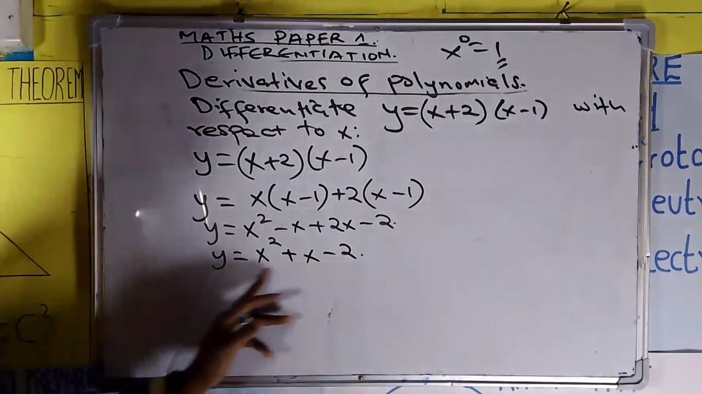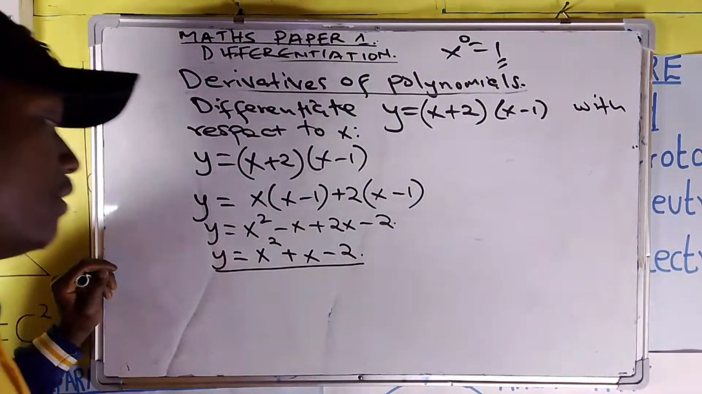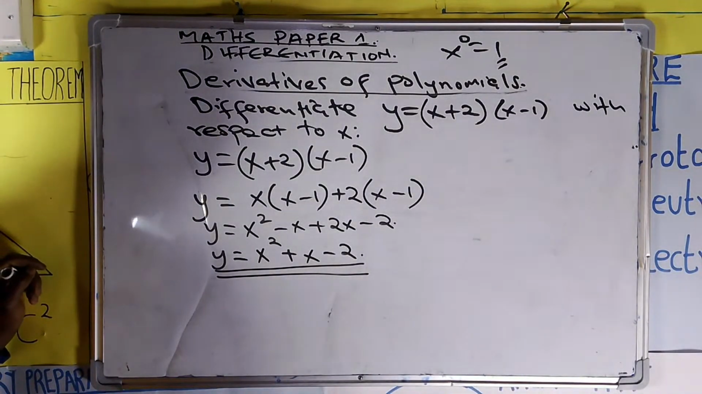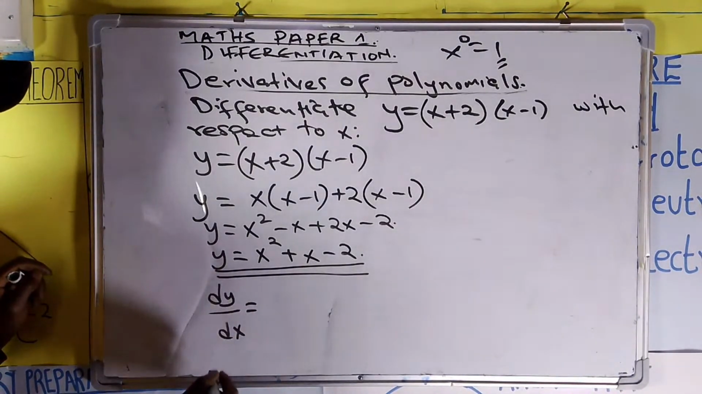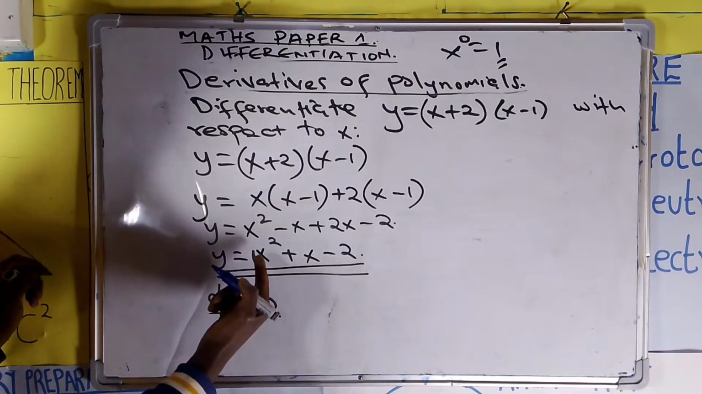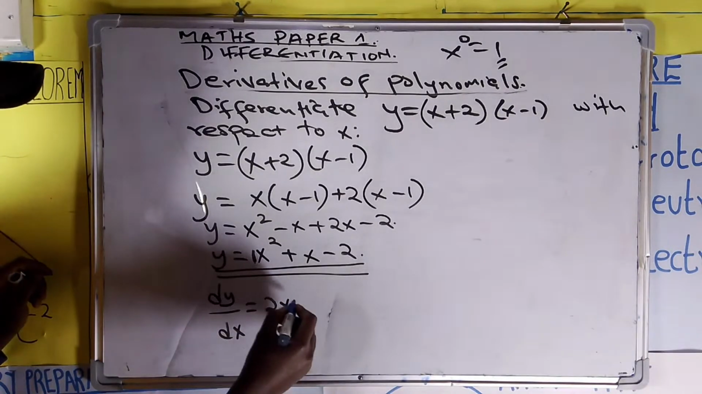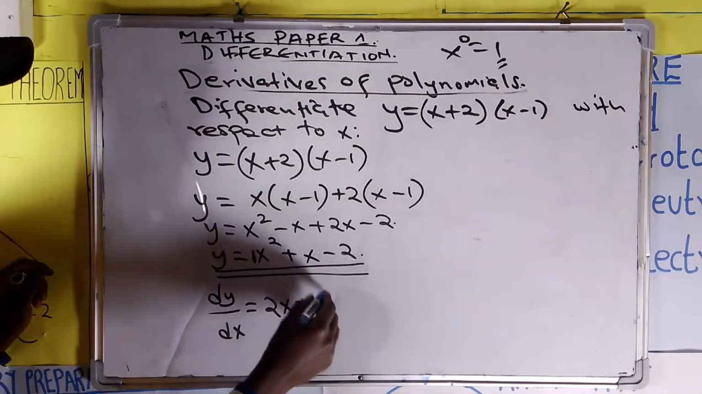Now we can find the derivative of this. This is the one we are going to find the derivative of. So dy over dx is equal to: this one here is 1, so 1 times 2 is 2, and x remains there with power 2 minus 1 is 1, then plus, if we differentiate x alone, it will give us 1.